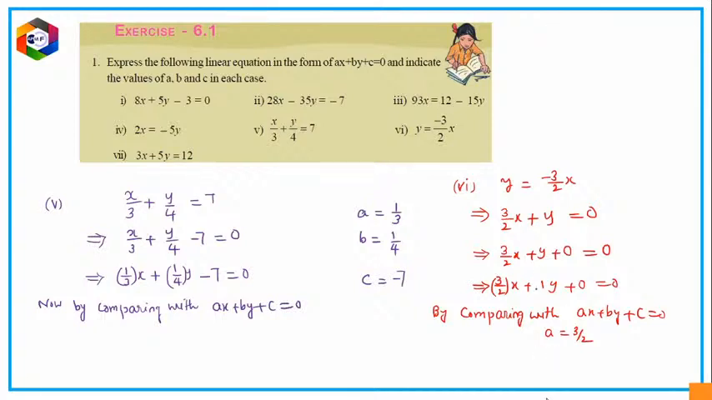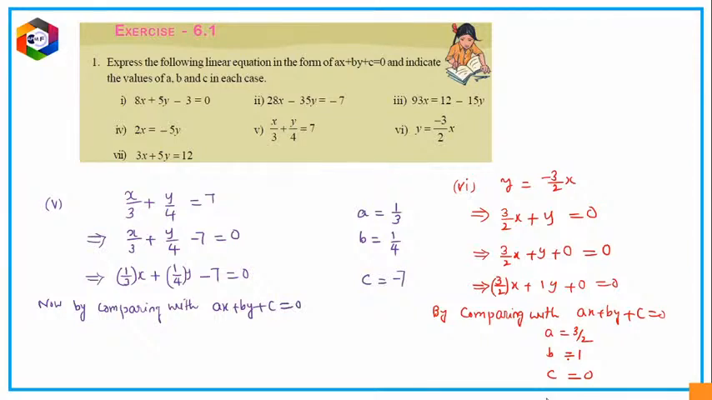Y coefficient, there is no y coefficient. It means that if nothing is there, 1 will be considered as the coefficient. So 1y we can write, and that b value should be 1. And finally the constant term. Here, since there is no constant term, the constant value should be taken as 0. So c must be equal to 0. So finally the value of a is 3 by 2, b is 1 and c is equal to 0. I think it is clear.